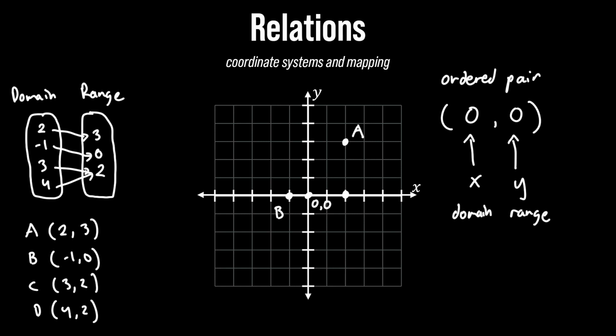3, 2 would be 3 steps to the right and 2 up, so this is C. And 4, 2 would be 4 to the right and 2 up as well, so D would be there. So this is where all our points lie.